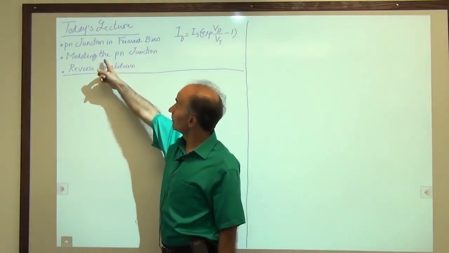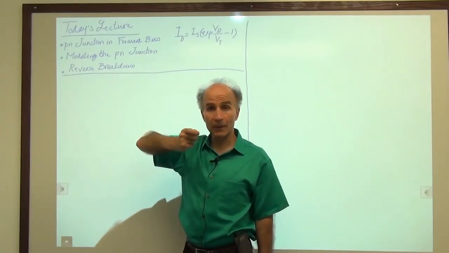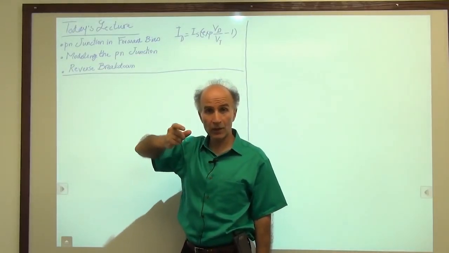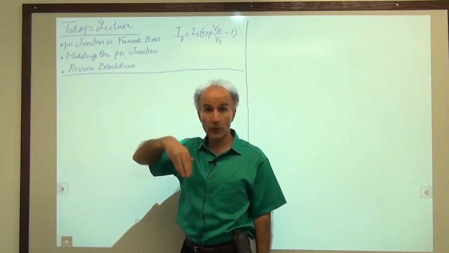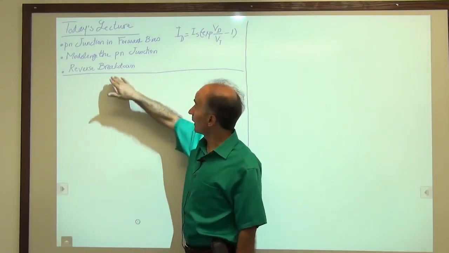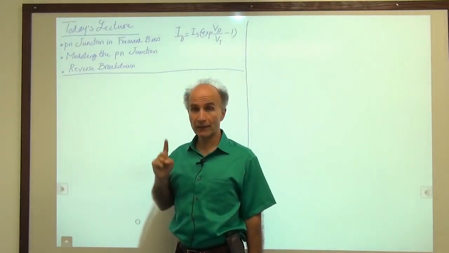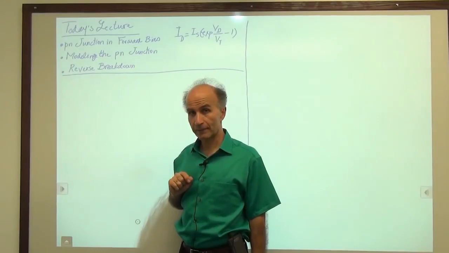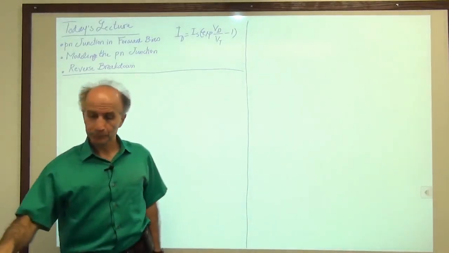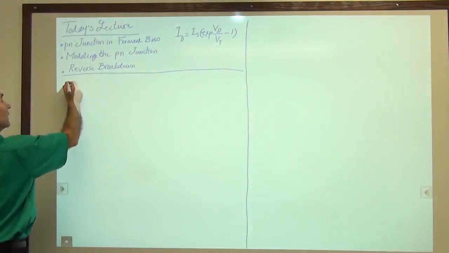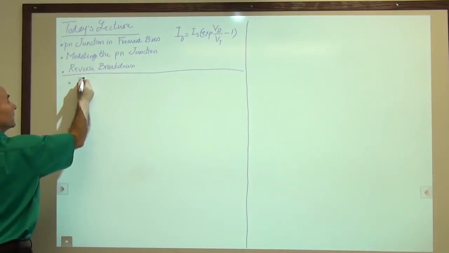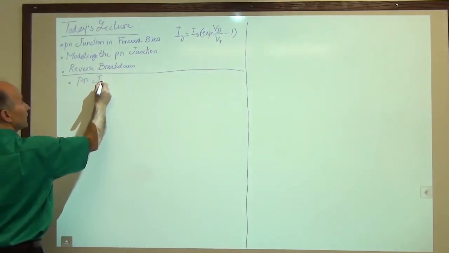And then we'll try to model the PN junction as a circuit element so that when we have a PN junction inside the circuit, we can write equations for it. And finally, we'll talk about reverse breakdown, yet another effect in PN junctions. Okay, so let's look at the PN junction in forward bias.